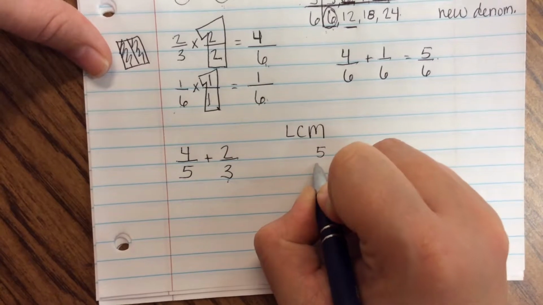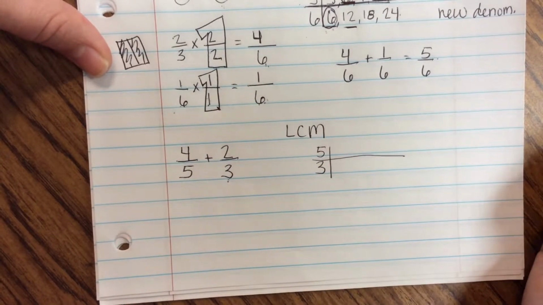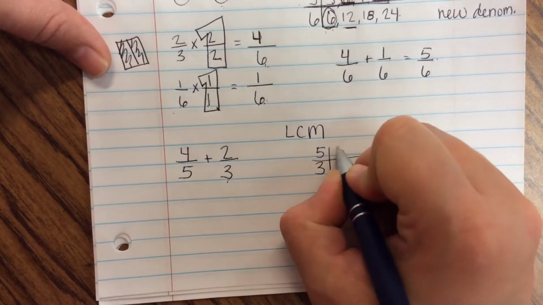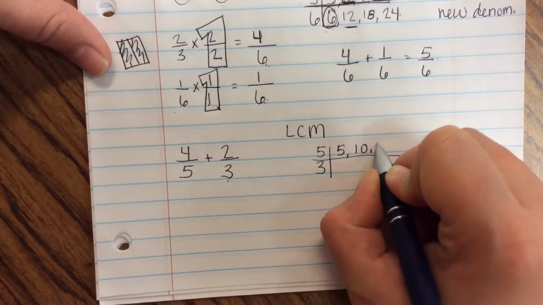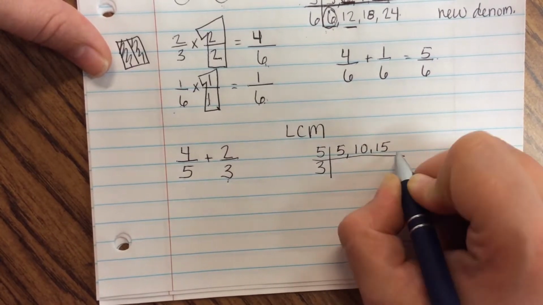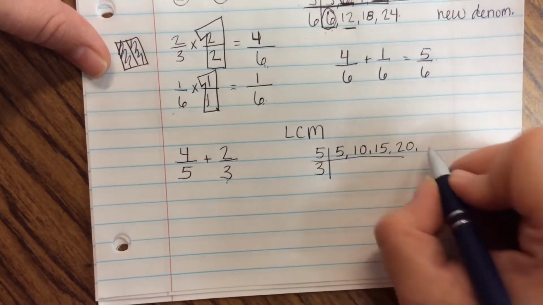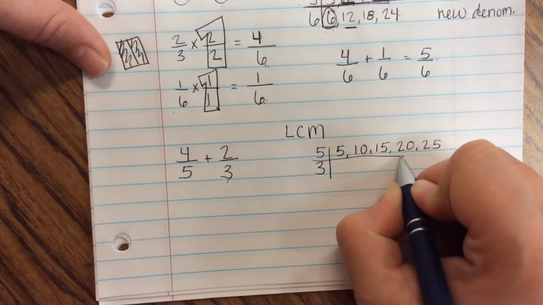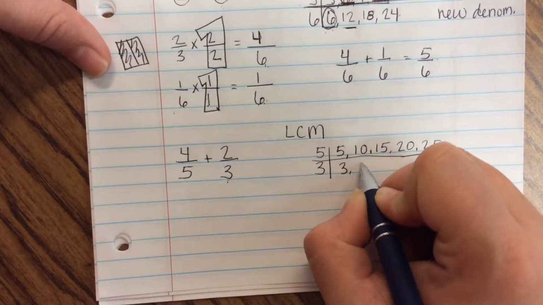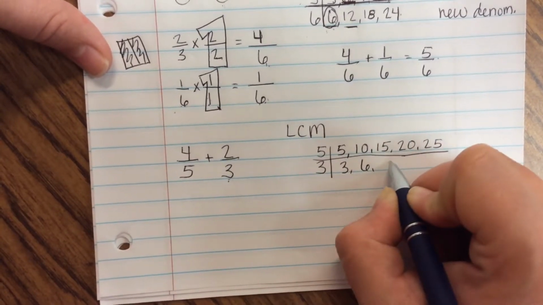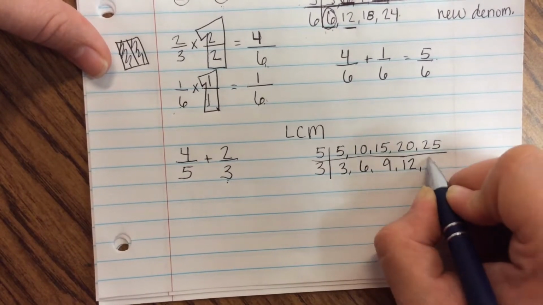So 5 and 3. 5 times 1 is 5. 5 times 2 is 10. 5 times 3 is 15. 5 times 4 is 20. 5 times 5 is 25. Now 3. 3 times 1 is 3. 3 times 2 is 6. 3 times 3 is 9. 3 times 4 is 12. 3 times 5 is 15.